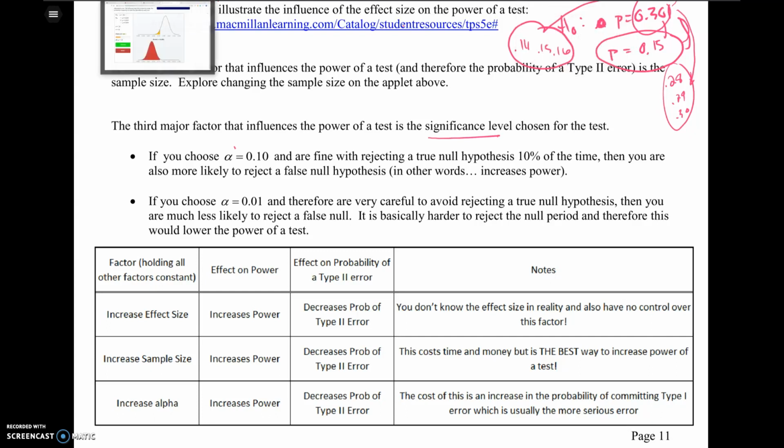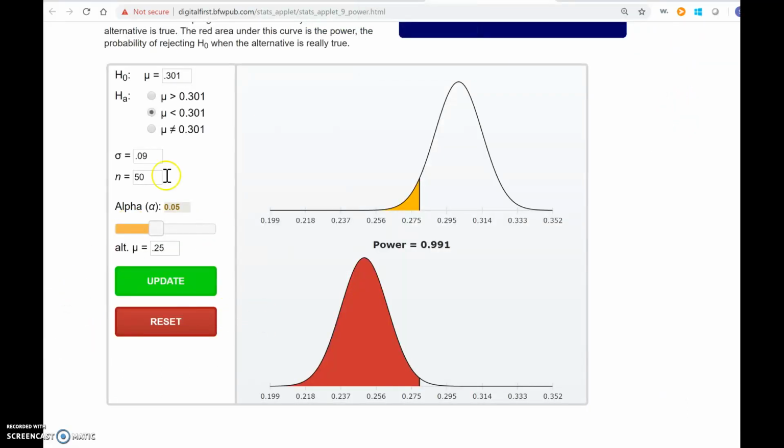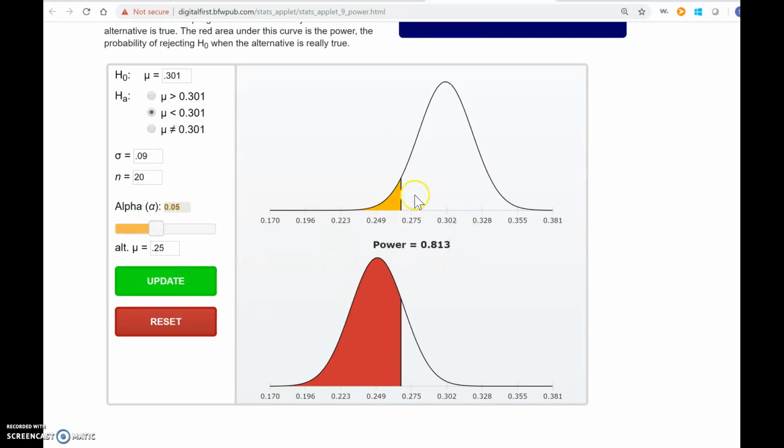What's going to happen with the significance level is, let's put this back down to like 20 here. Your cutoff is going to be at 5%. Well, if I make my cutoff 10%, I just changed the slider, then my rejection region is twice as big. And because I moved the critical value over, I also get more power. So increasing your alpha level also increases your power.